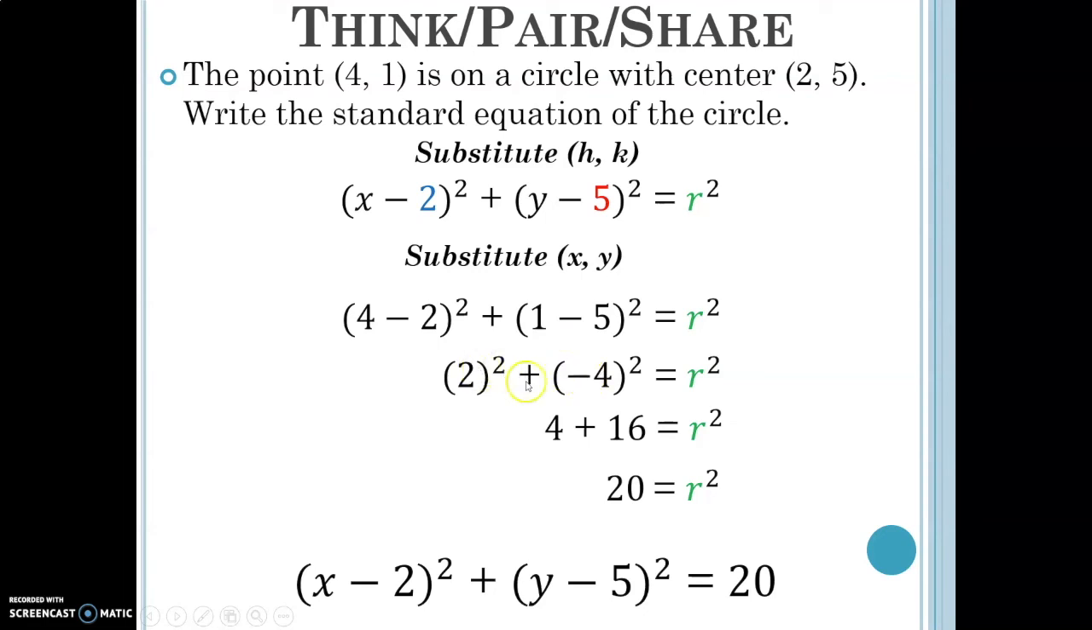And you'll notice we'll have 2² plus (-4)². 4 plus 16 gives you 20. So 20 is equal to r squared. Now remember, normally you'd solve for r and figure out what the radius is. But we're just asking for the standard equation of a circle. So you're just going to take r squared, and you're going to plug that in right at the end here. And this is our final answer.